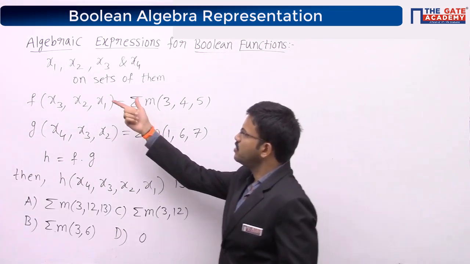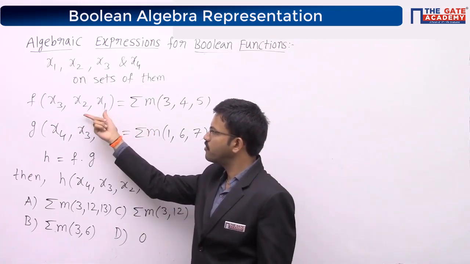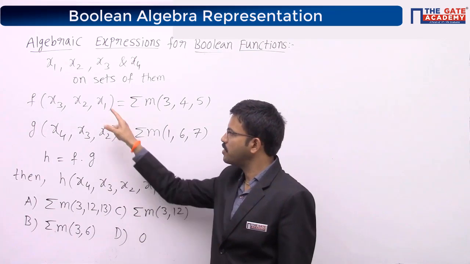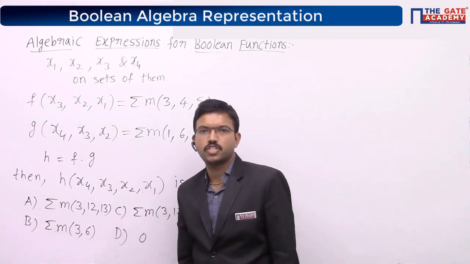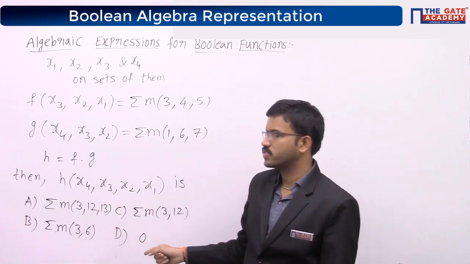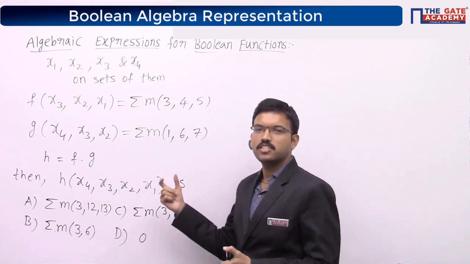See here, you have 4 variables x1, x2, x3, x4. He has given function F like this, function G like this, and the multiplication of these two is nothing but H. And he is asking what the H function is. He has given the 4 choices. Most of the people will give the answer as 0, but that is not true.